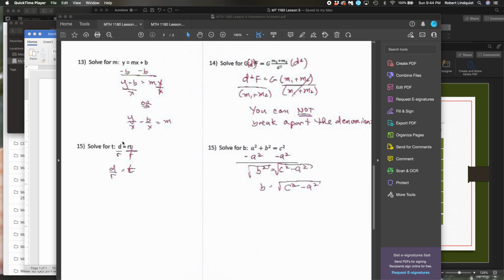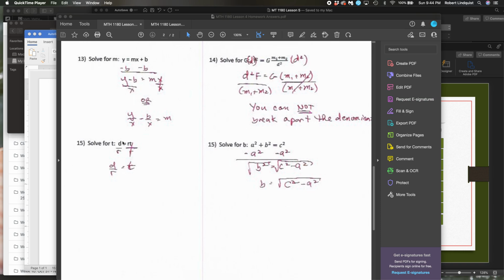And for literal equations, the one here that's a little different is number 15, where you have to do the square root of b squared, because the square root of a power, or the inverse of a power, is a root. So the square root of there.